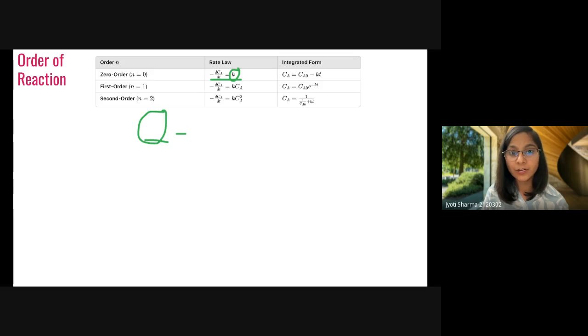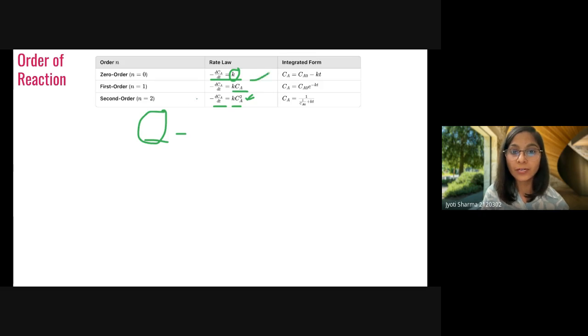Okay, for first order, your rate will be equal to K multiplied by CA. For second order reaction, your rate will be equal to K multiplied by CA raised to power 2. And we also have seen the integrated form. So for zero order reaction, your CA will be equal to CA0 minus Kt. For first order, CA will be equal to CA0 e raised to power minus Kt, and second order will be CA is equal to 1 upon CA0 plus Kt.